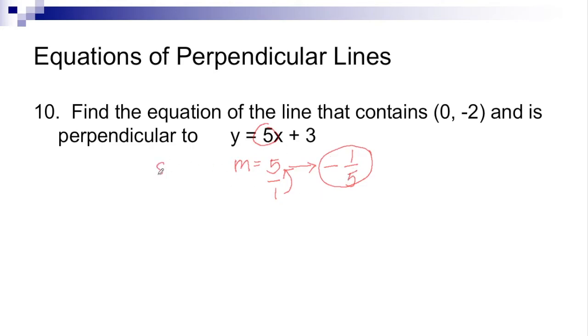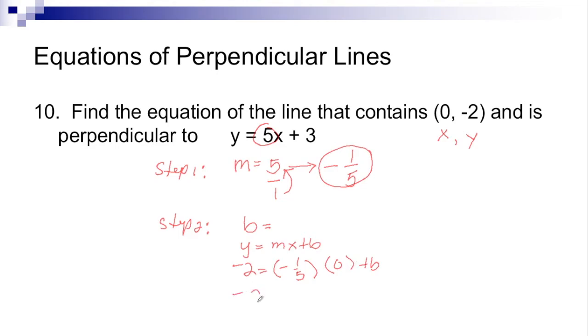Then, let's take this as your first step. Then, second step, follow the steps that we just did. Find b. Then, let's use y equals mx plus b, where x is 0, where y is negative 2. So let us plug in negative 2 here, and the slope is negative 1/5 times x, which is 0, plus b. So this is negative 2. Negative 1/5 times 0 is 0, so therefore b is negative 2.